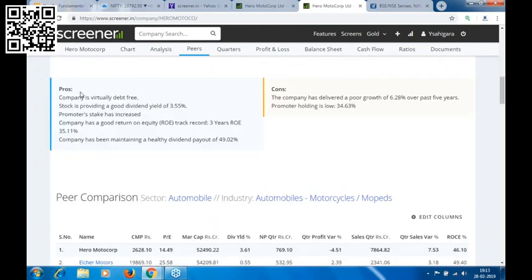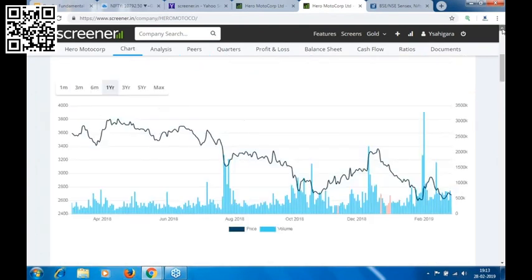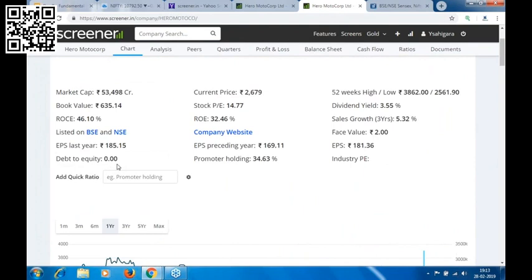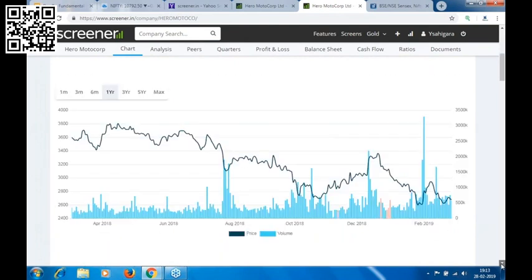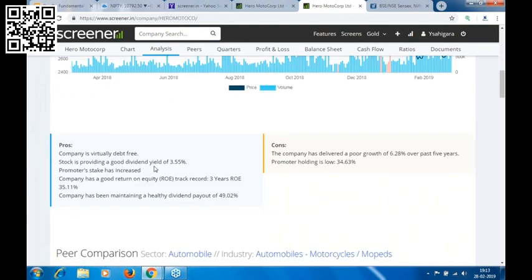Now these are the pros of the company. Company is virtually debt free. Now as we have seen over here, debt to equity ratio is less than 0.50. It's almost zero. That means there is no debt on the company. Stock is providing a good dividend yield of 3.55%. As I told you that it should be a dividend paying company, which gives us an assurance of the stability of the company. Promoter stake has increased.